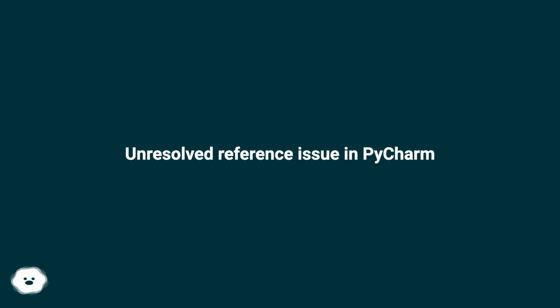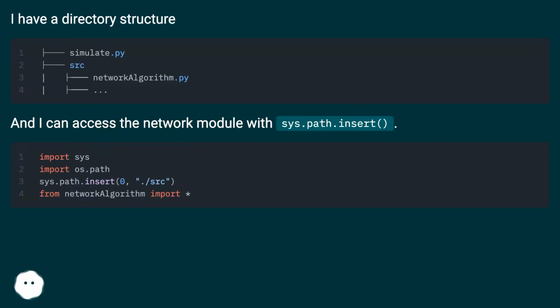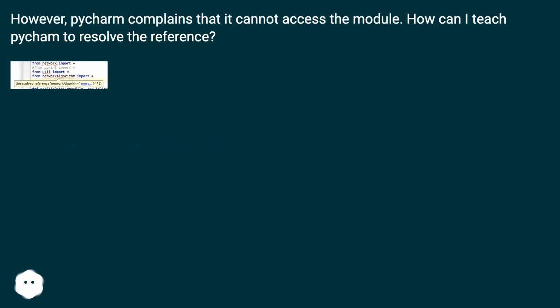Unresolved reference issue in PyCharm. I have a directory structure, and I can access the network module with sys.path.insert. However, PyCharm complains that it cannot access the module. How can I teach PyCharm to resolve the reference?